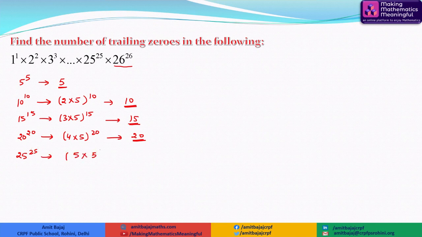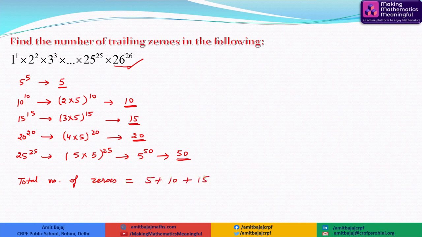In this case, one needs to observe carefully. This time it is 5 raised to the power 50, which will actually give us 50 zeros. And the last term is 26 raised to the power 26, which will not give any zeros. So the total number of zeros when we count is equal to 5 plus 10 plus 15 plus 20 plus 50, which equals 100 as your required answer.